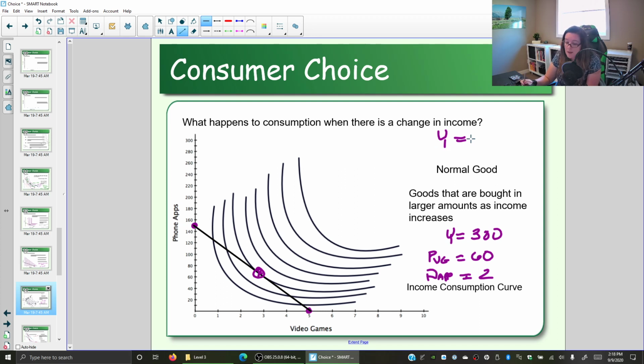So what if income instead is $600? So what if we have $600 to allocate to video games and phone apps? And we know from our previous discussions what happens to the budget line, right? It shifts outward parallel. And we can see that because if we have $600 and we spend it all on video games at $60 a piece, we can now afford 10 of them. If instead we spend all $600 on our $2 phone apps, we can now afford 300 of them. And I'm just going to connect those dots here.